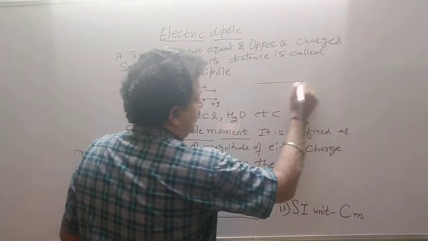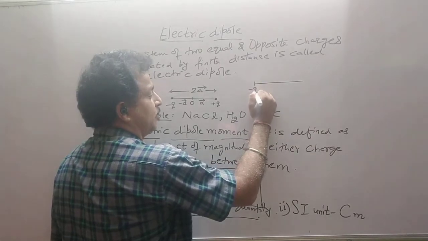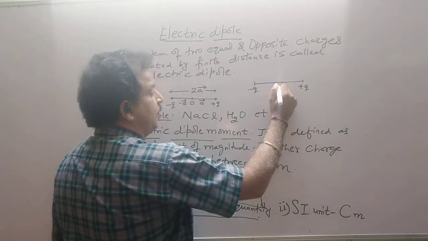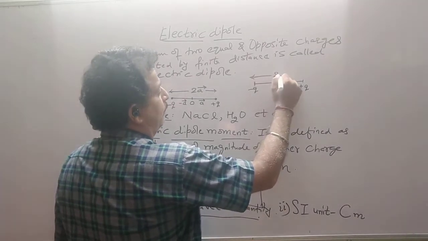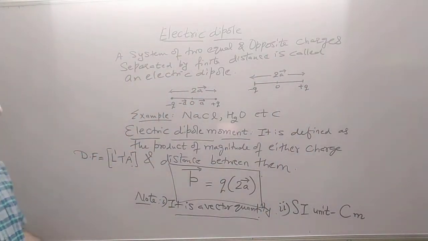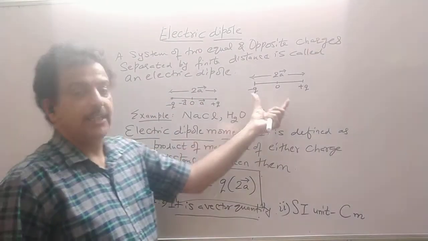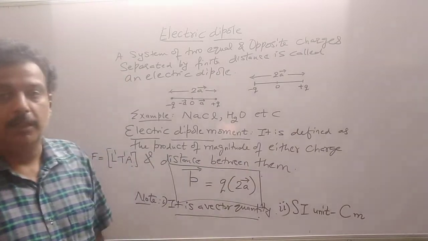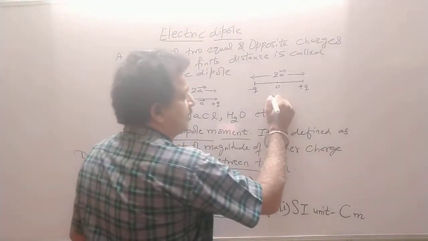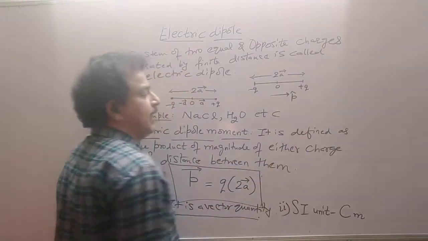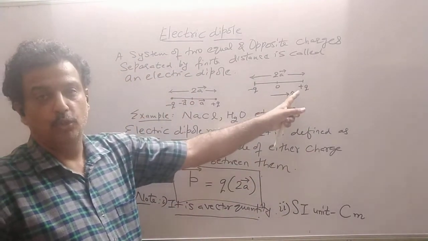So I am drawing this dipole again. This is my minus q charge, this is plus q charge, this is the midpoint, the distance between them is 2a vector, and by convention the direction of an electric dipole moment is taken from negative charge to the positive charge, and this direction we generally denote by the symbol p cap, that is a p unit vector.